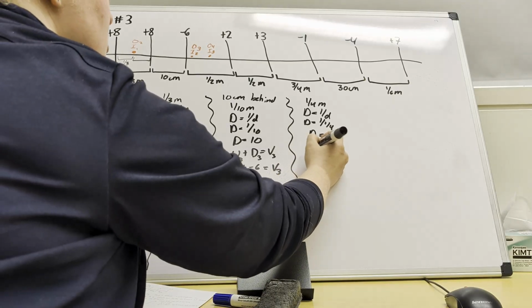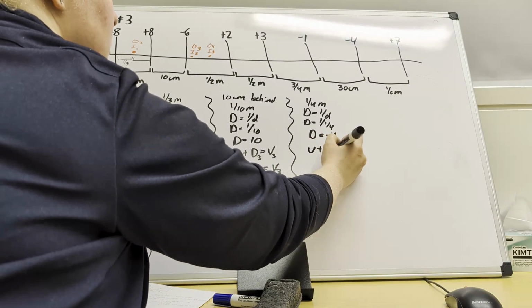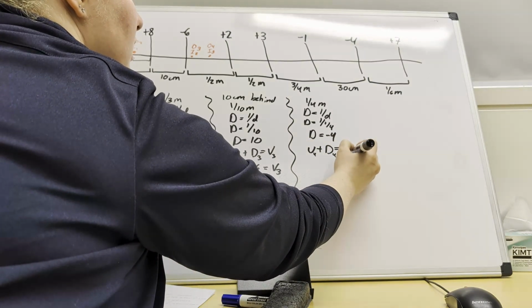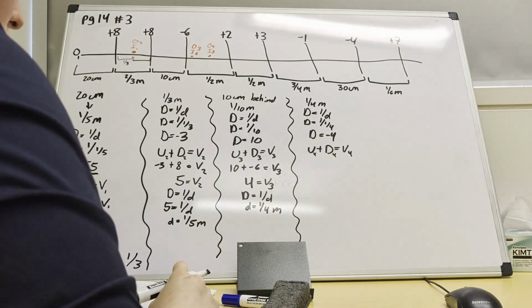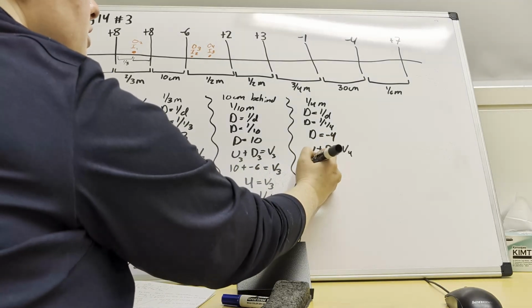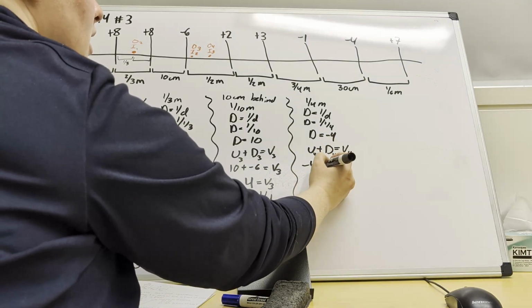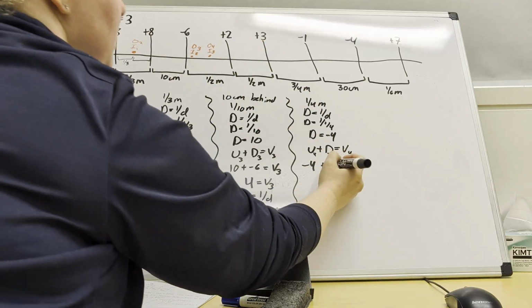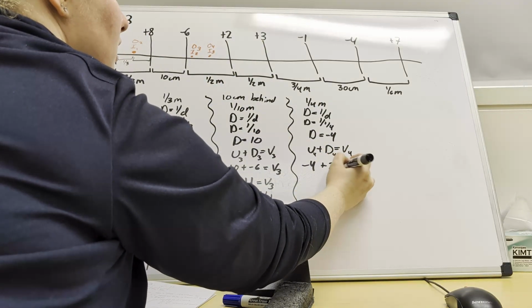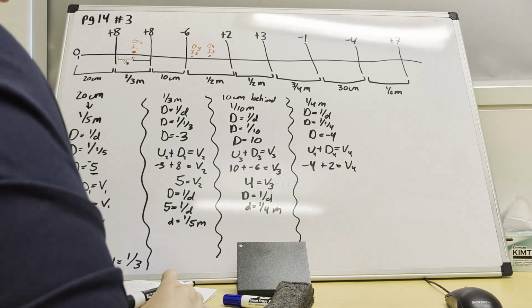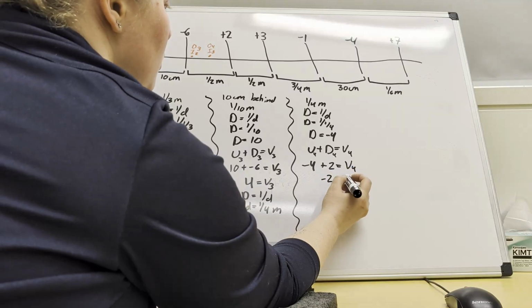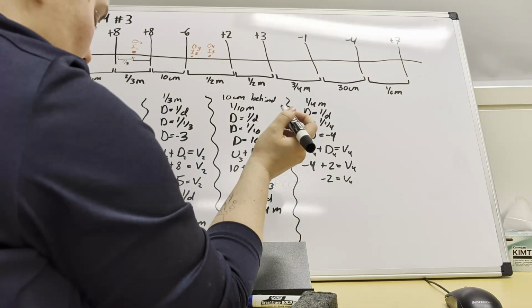We're going to plug it into U plus D equals V. This is going to be going through lens 4, so we're going to have subscript 4 up here. We just figured out U is -4, plus, we're going through the fourth lens, 1, 2, 3, 4, which is 2, equals V4. Negative 4 plus 2 is going to be negative 2 equals V4.